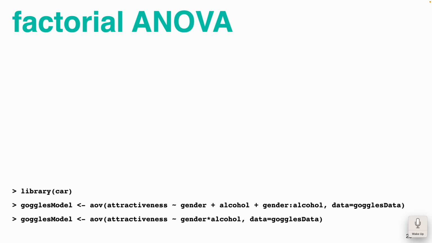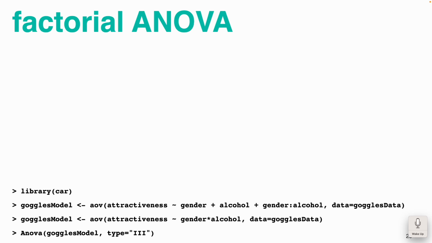There are two ways of running a factorial ANOVA with an interaction effect. If you spell it out, you would say attractiveness regressed on gender plus alcohol plus gender colon alcohol. That's how you specify an interaction effect, which combines the two. The shorthand is gender star alcohol, which does the cross product of all possible combinations. So the star notation expands to basically be the top line. They are equivalent.